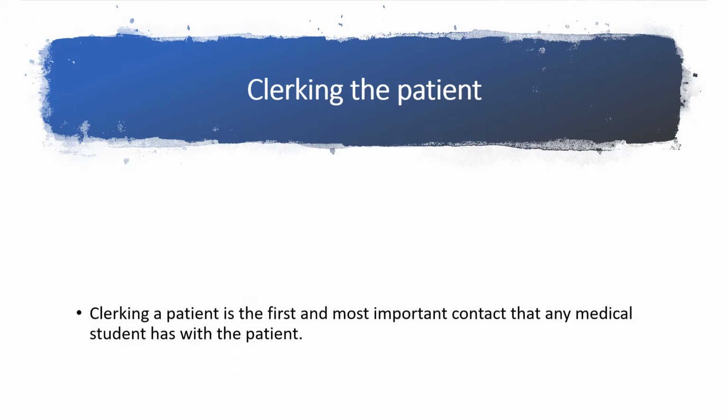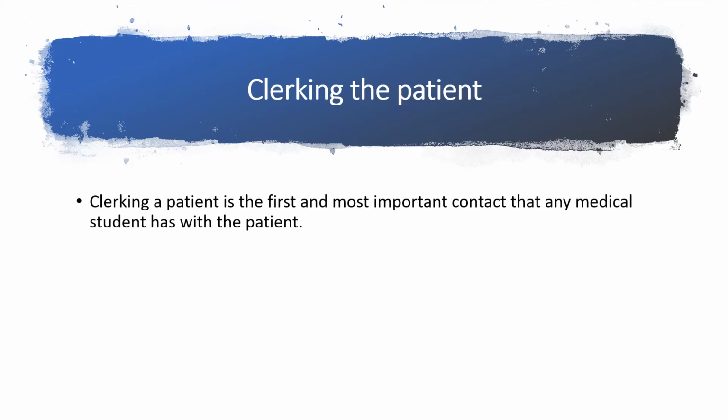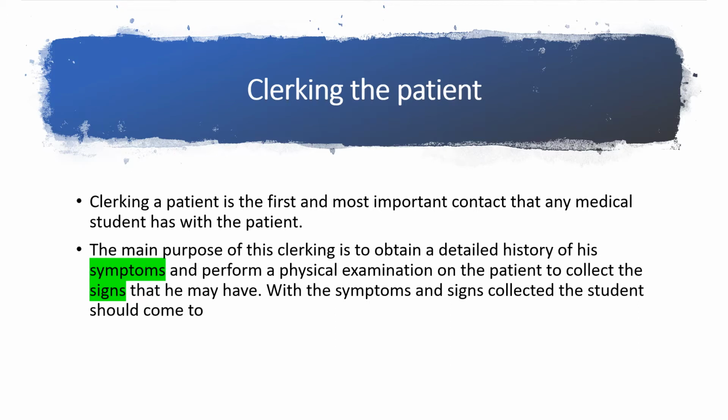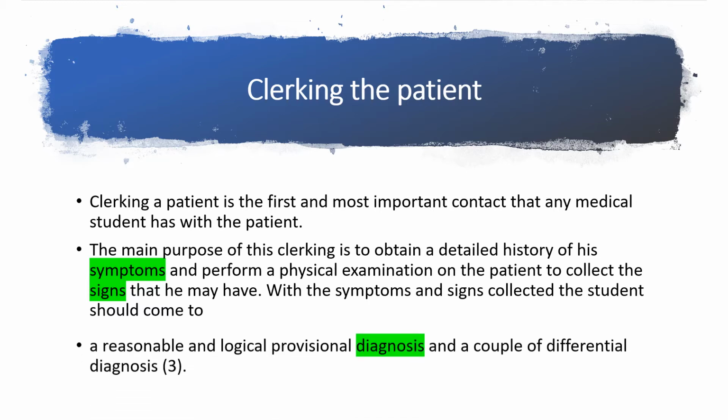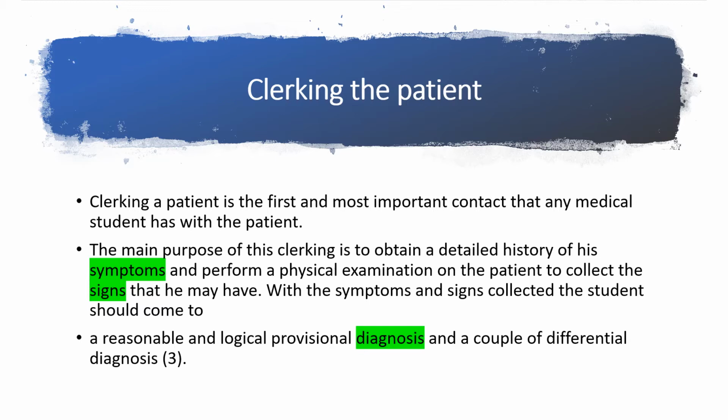The initial and essential part of dealing with the patient is the clerking of the patient. Clerking a patient is the first and the most important contact that any medical student has with the patient. The main purpose of this clerking is to obtain a detailed history of his symptoms and perform a physical examination to collect the signs that he may have. With these symptoms and signs collected, the student can come to a reasonable and logical diagnosis and a couple of differential diagnoses.